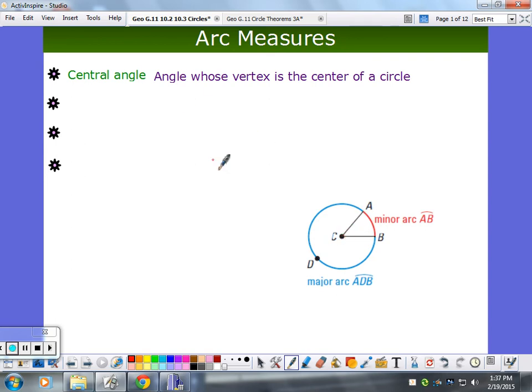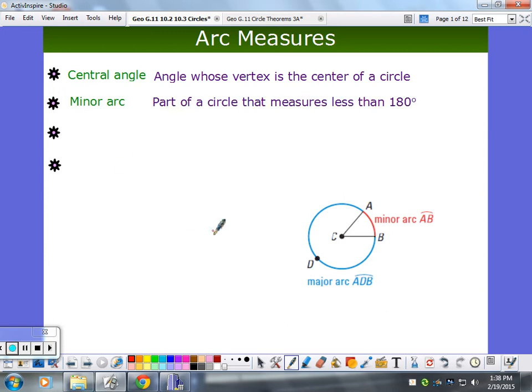So a central angle, we need to know what that is in our study of arcs. A central angle is an angle whose vertex is at the center. And so you can just look here, the radii are kind of making up the rest of the angle. So this angle ACB is called a central angle, and we have lots of different central angles, but they're all centered around the center of the circle there. What else we got here?